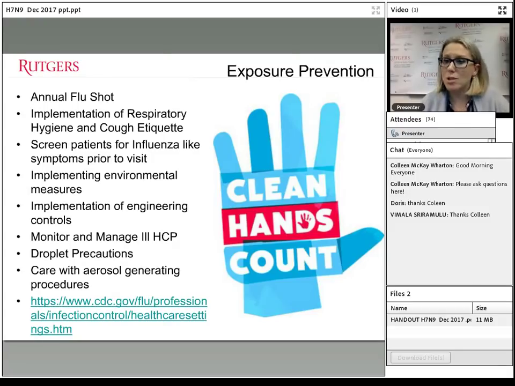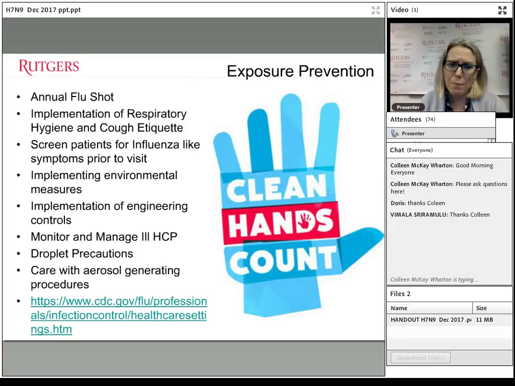And also screening patients. So if you're a dentist, you don't want somebody coming in if they have a cold or the flu, because you're going to be aerosolizing everything in their mouth while you're working on their teeth. So it's important across the board to screen patients. People who are sick don't like to stay home, but it's really important for them to stay home and not spread.